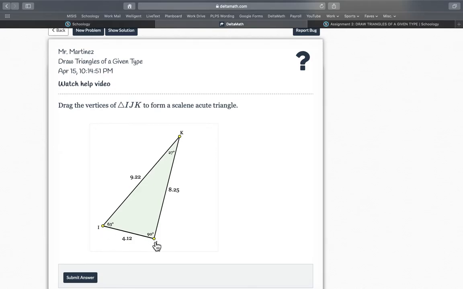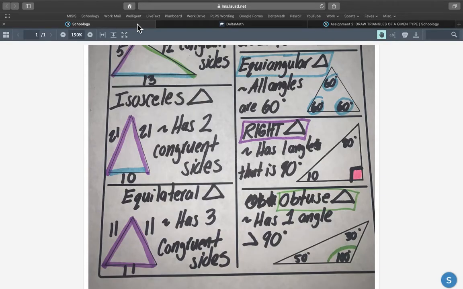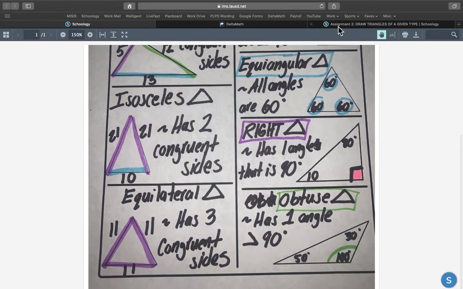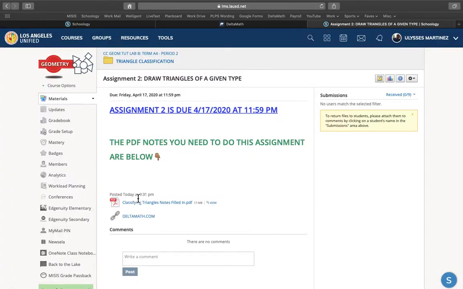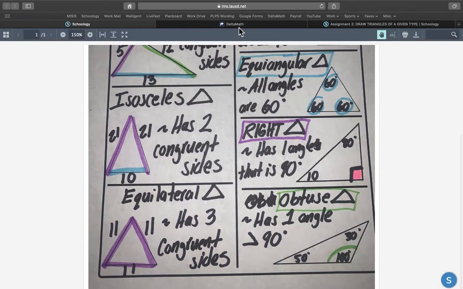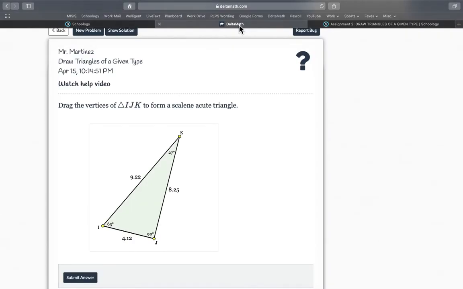IJK to form a scalene acute triangle. So we need those notes, right? So the notes are right here. I have them in my other tab. So I opened them here. On Schoology, the notes are right here. Classifying triangles, notes filled in. You click on View, and it'll open this tab where we have the notes.